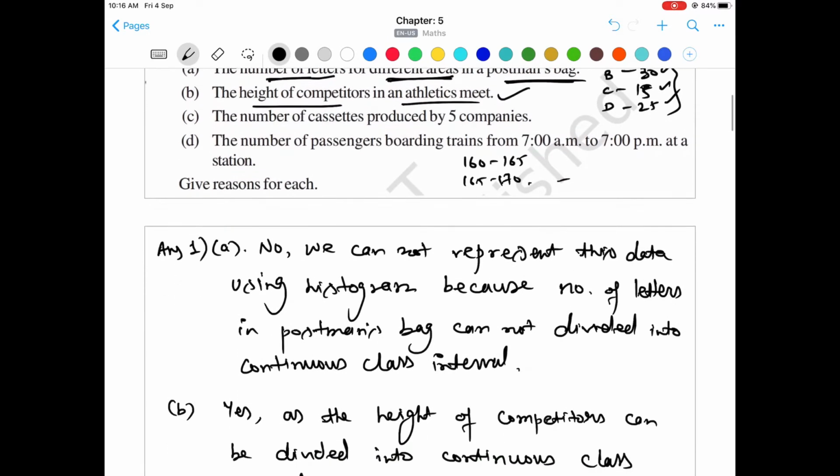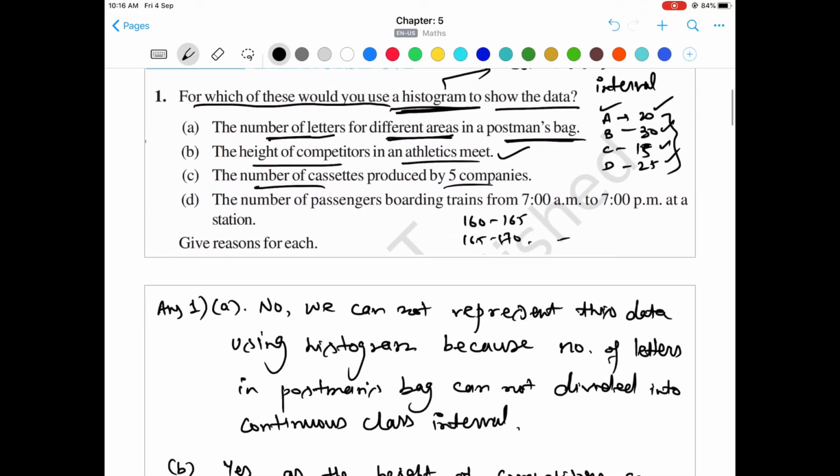Third is the number of cassettes produced by 5 companies. Again, in a similar way, if there are 5 companies, namely A, B, C, let's say another company D, company A produced 20 cassettes, company B produced 30, company C produced 15, and D 25. Let's say E produced 50. Again, there is a certain fixed data for every company, so this also cannot be divided into continuous class intervals. We can use a bar graph here but not a histogram.